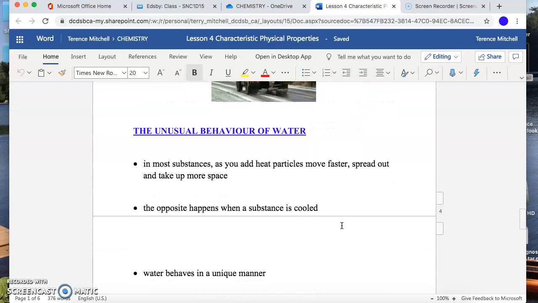And water is unique. So the unusual behavior of water: most substances, when you add heat, particles move faster, those particles spread out, and they take up more space. The opposite happens when a substance is cooled. And we see this all the time. We get cracks in the road. As you heat up roads, the particles will start to move faster. The particles spread out, the road expands, and we get cracks.